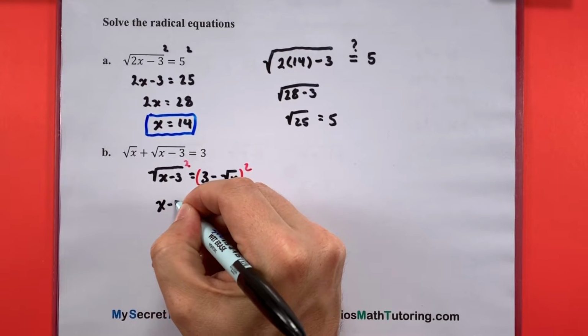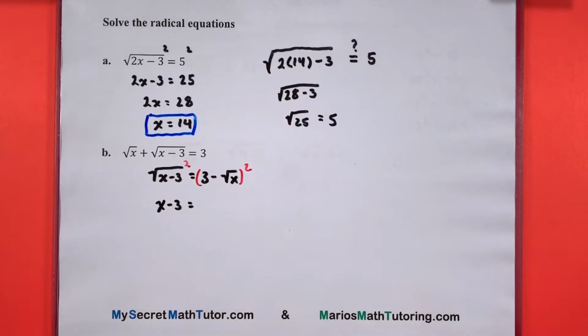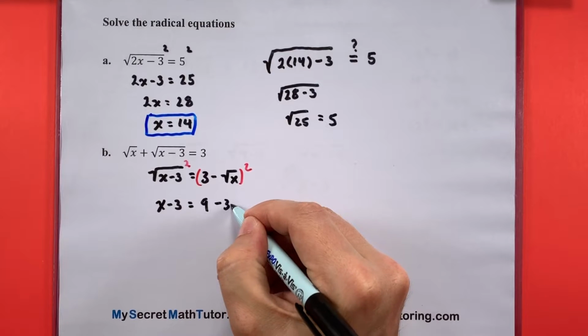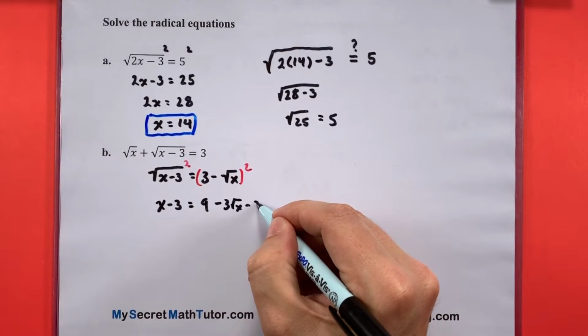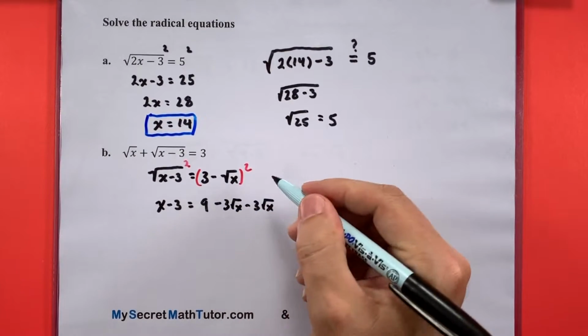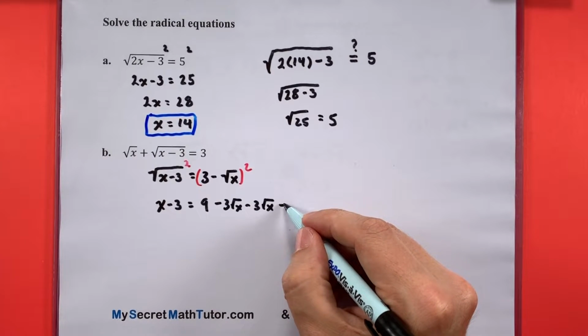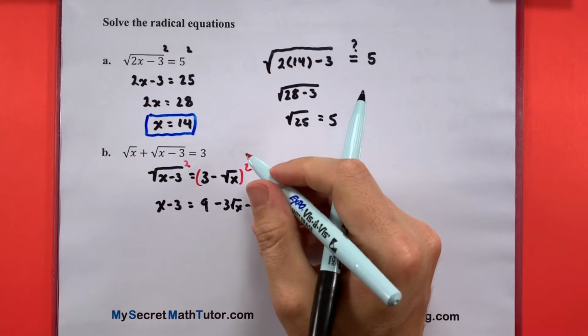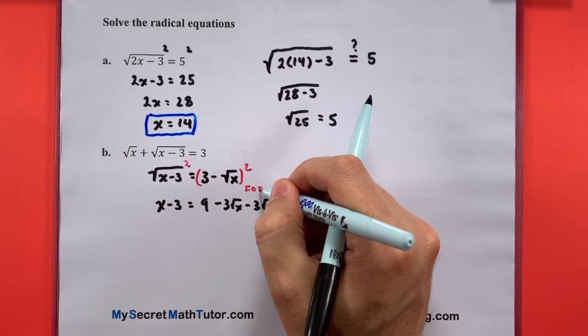So that'll give us an x minus 3. That looks good. Here we want to think of foiling that out. So 9 minus a 3 square root of x minus a 3 square root of x. Negative square root of x squared will give us a positive x. That's just a reminder. Let's go ahead and mark that we foiled that.